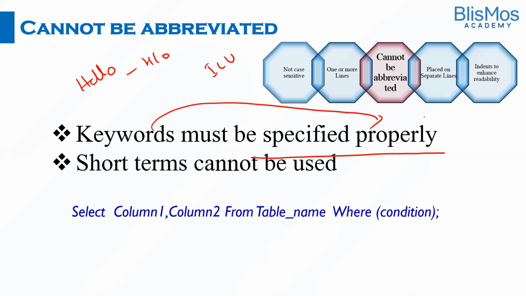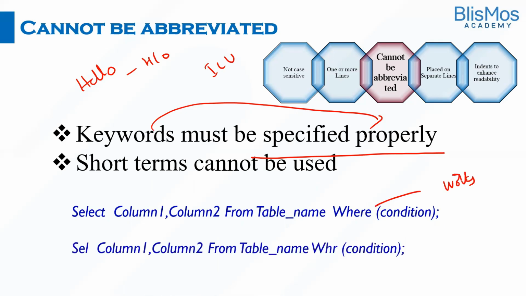For example, here we are saying select columns from table where condition. If you give this, it works. Instead of this, if you try to abbreviate select as SEL and where as WHR, it won't work. So be careful while using the keywords in SQL statements, because abbreviation is not permitted in SQL.